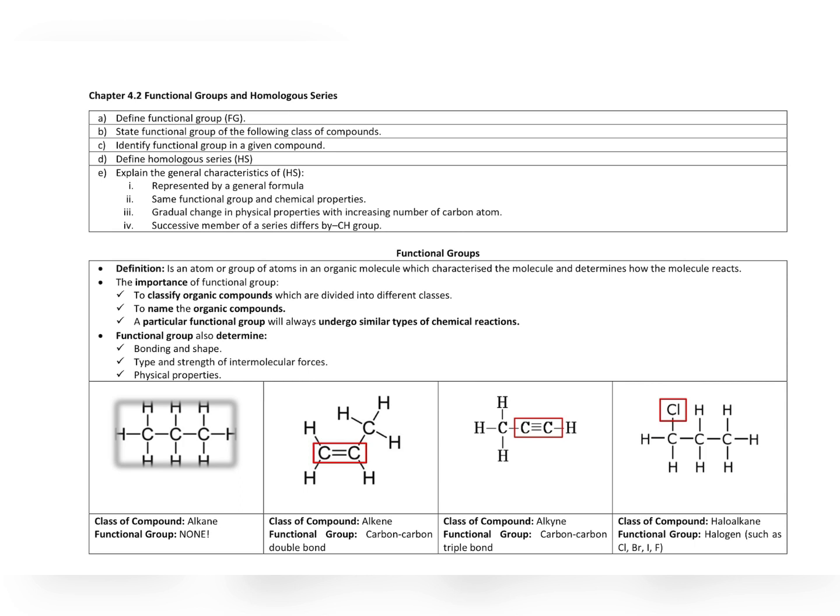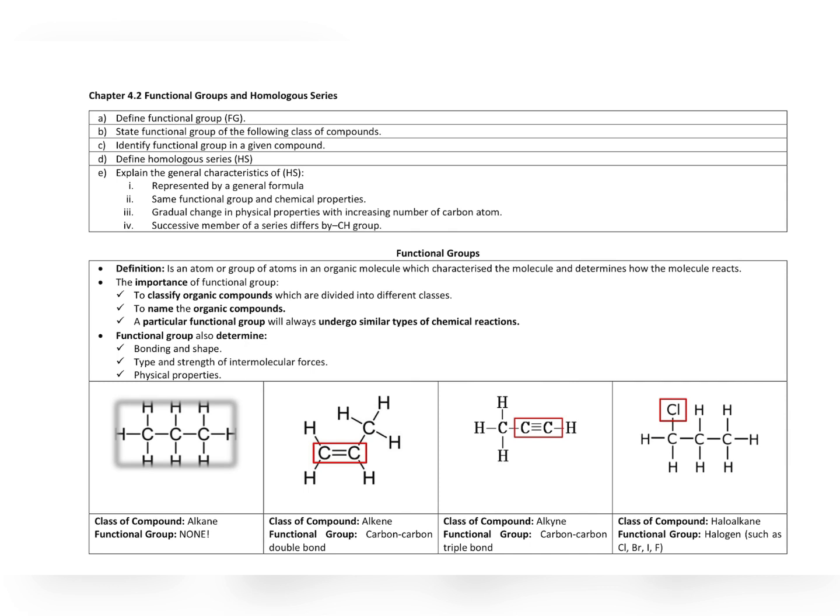So first let us understand what is functional group. So dia punya definition dia ada sini. Functional group is an atom or group of atom in an organic molecule which characterize the molecule and determine how the molecule reacts. Okay, so maksudnya dia boleh jadi satu atom ataupun a group of atom, dan group of atom tu lah yang identify ataupun characterize the molecule. So sifat molecule tu ditentukan oleh functional group. Okay, and termasuklah macam mana cara molekul tu react, so pun bergantung kepada functional group. That is functional group lah.